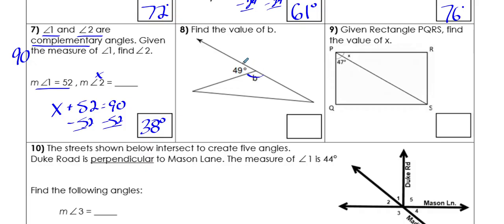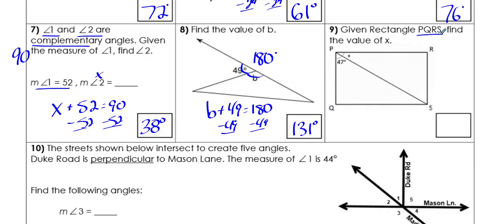Angle B and this 49-degree angle, together they're making this straight line. They're making a straight line, which is a total of 180 degrees. So B plus 49 equals 180. Subtract 49 and get that angle B has to be 131 degrees.